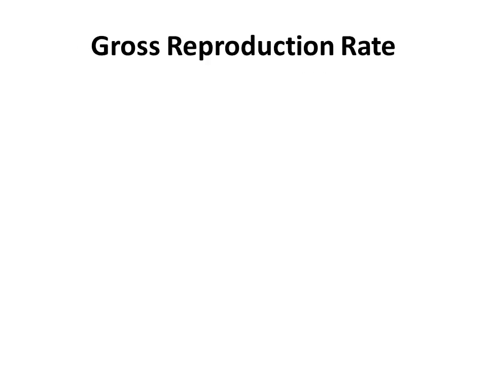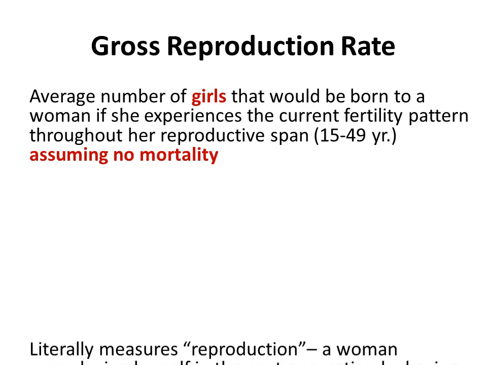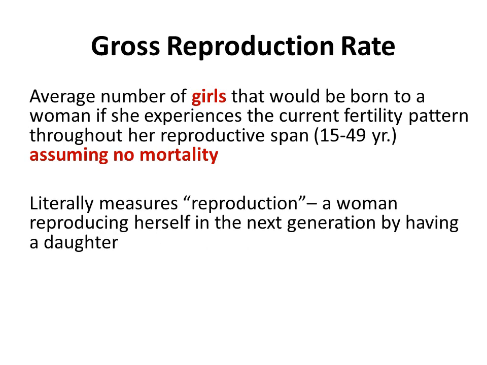Gross reproduction rate is defined as the average number of girls only that would be born to a woman if she experiences the current fertility pattern, that is, the current age-specific fertility rates, throughout her reproductive span, assuming no mortality in her. Reproduction rate literally means reproduction, that is, a woman reproducing herself in the next generation by producing a daughter. So gross reproduction rate is the number of daughters that replace one woman in the next generation.